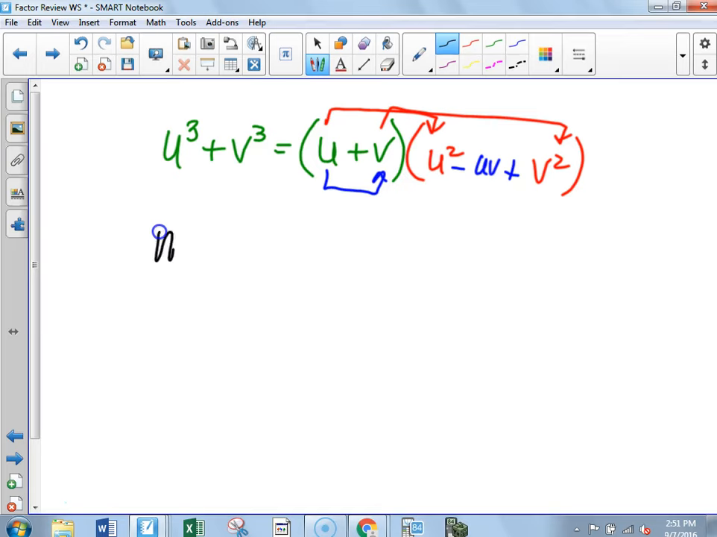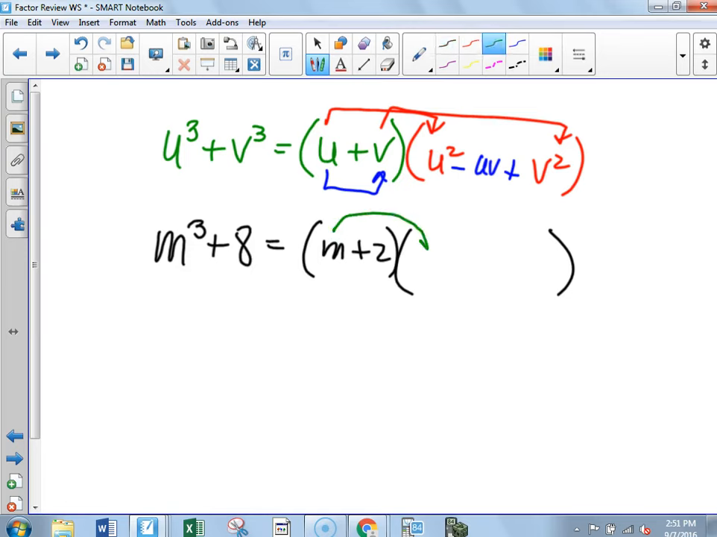Let's make up an easy one. M cubed plus 8. Does everyone understand that 8 is a perfect cube? You would have recognized that one. 2 times 2 times 2. Okay. What is the cube root of each of those? Okay, so we have an m plus 2. Then the second parenthesis, we square that one, so we write m squared. And we square this one and put it at the back, which is a 4. And it's always a positive at the back. In the middle, you multiply these together, but you change the sign. So this becomes a 2m, and if this one was plus, this one is minus.